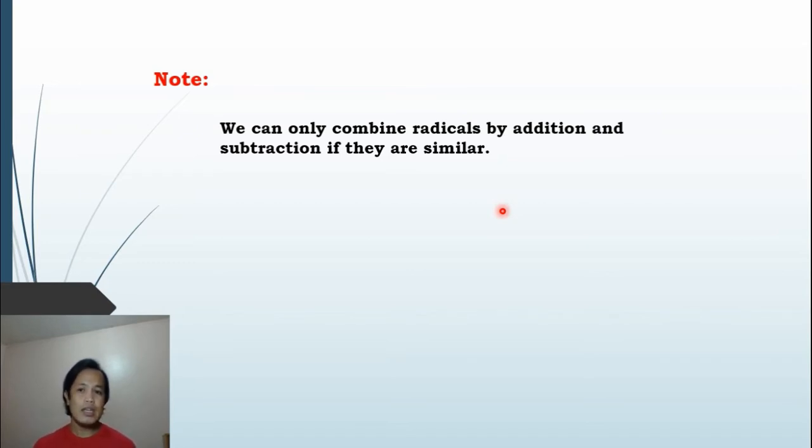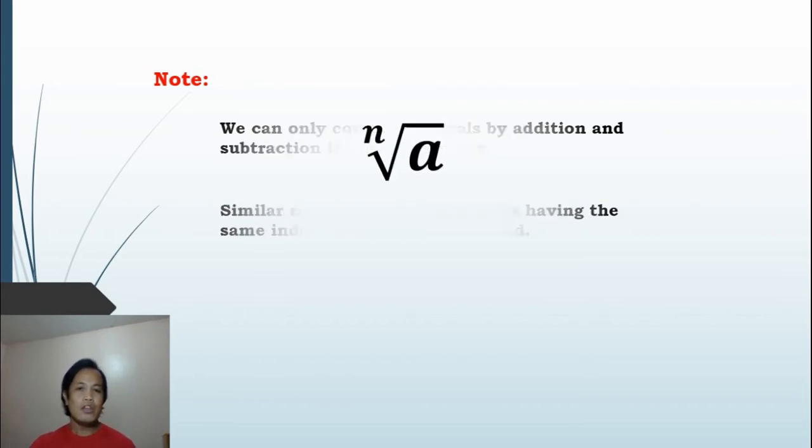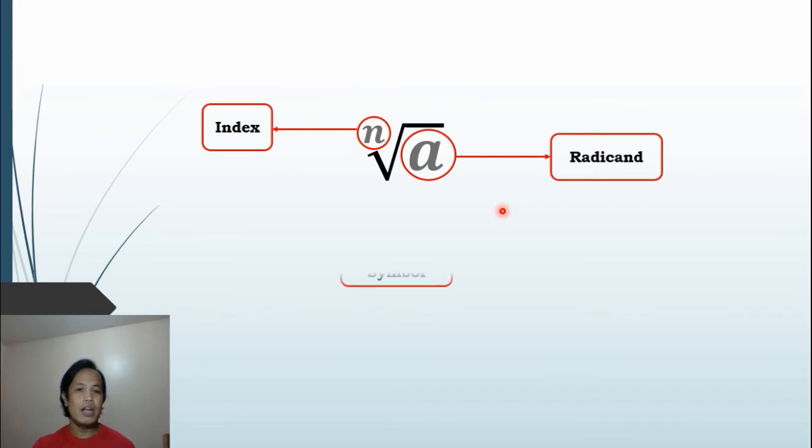So when can we say that the radicals are similar? Similar radicals are those radicals having the same index and the same radicand. So what are these index and what are these radicand? For example, you are given the nth root of a. Our n here is what we call the index and our a is what we call the radicand. And of course, this is our radical symbol.